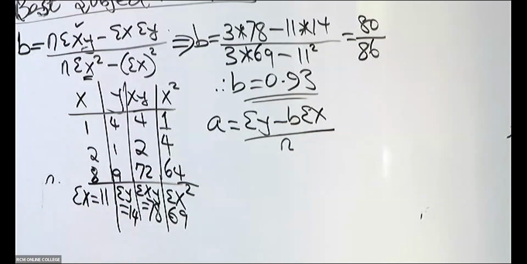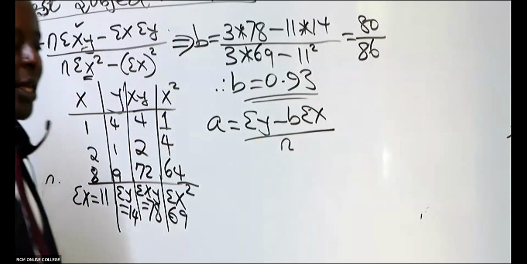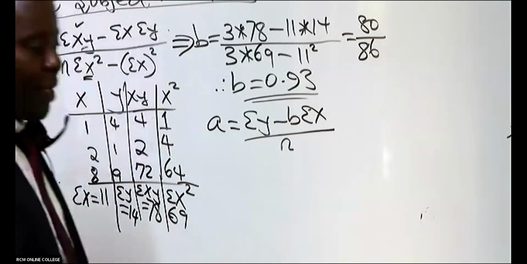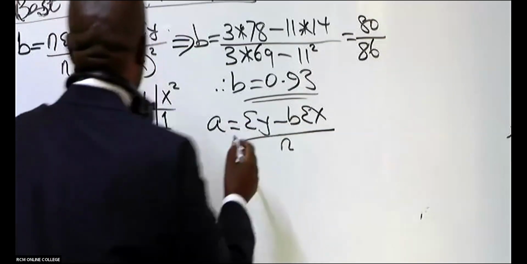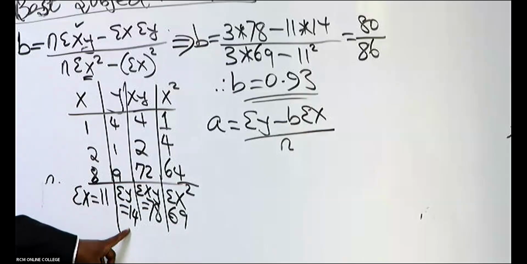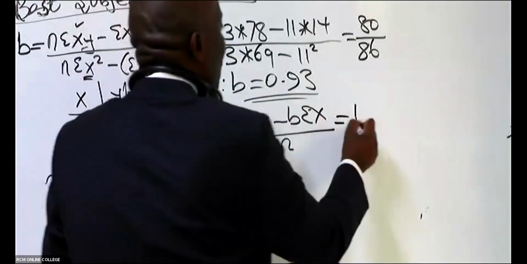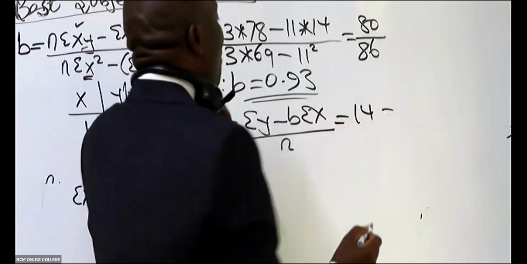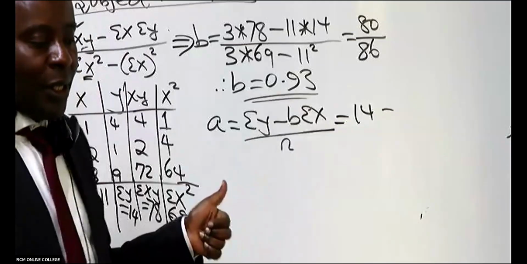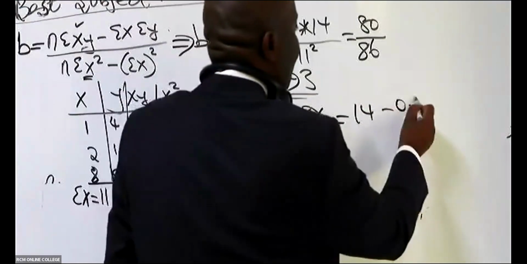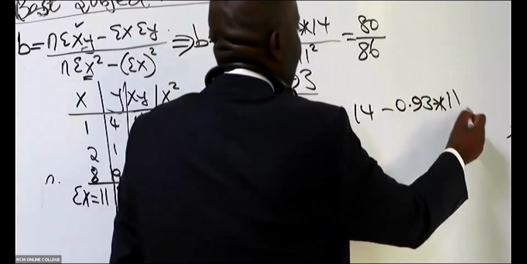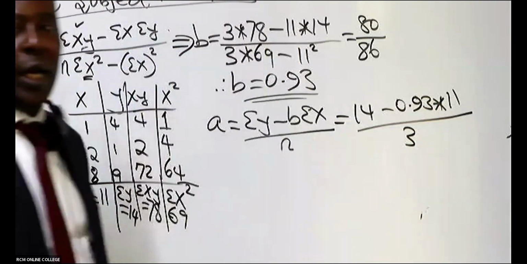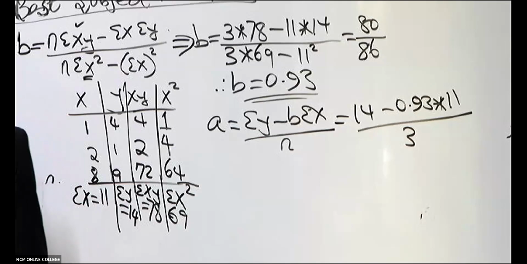All right, ladies and gentlemen, now we have everything which will help us get this value of A. So what do we have here? Summation of Y is 14, minus B. Already we have B, which is 0.93, multiplied by summation of X, which is 11, and then everything divided by N, which is 3.